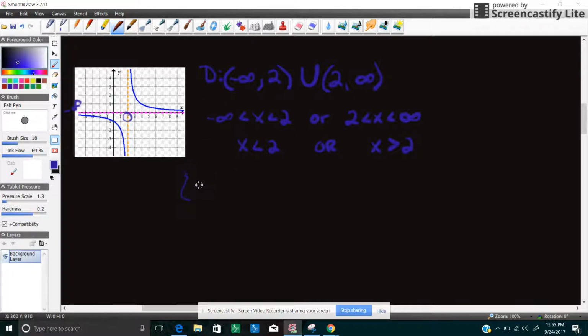Set notation, same thing. We do our x such that, and I'm going to use the second one, x is less than 2, or x is greater than 2, where x belongs to the real numbers. Now for the range.